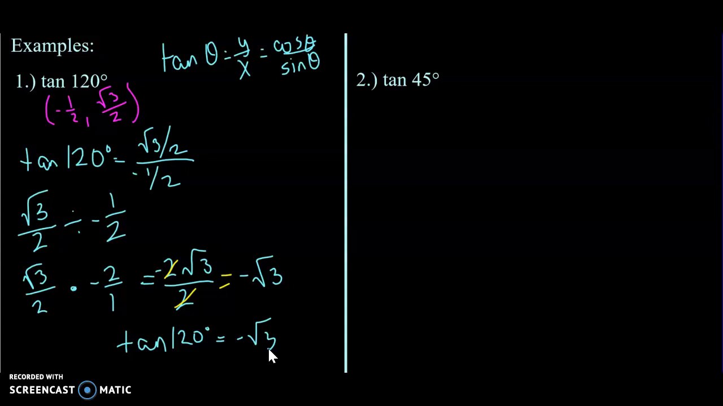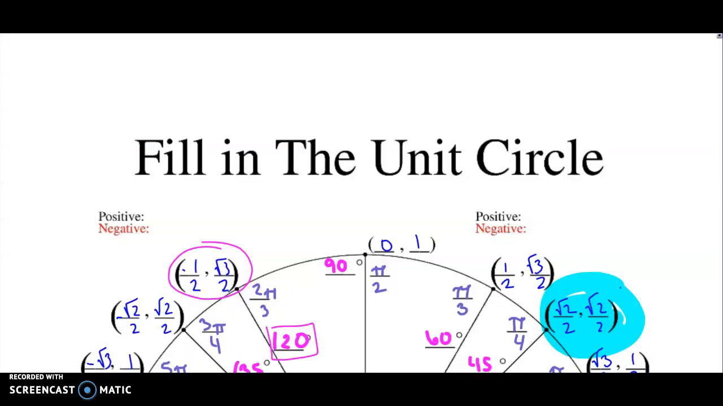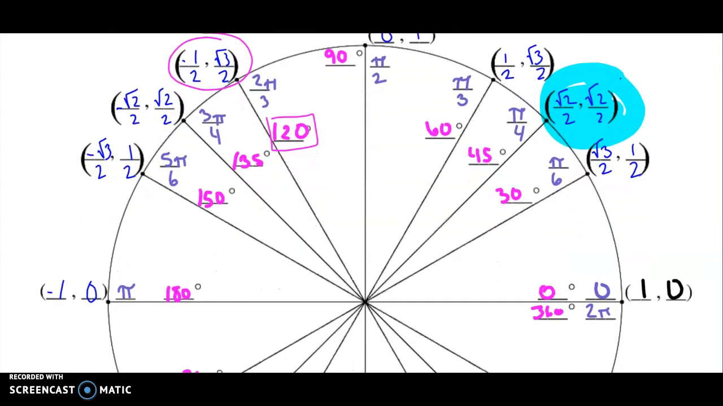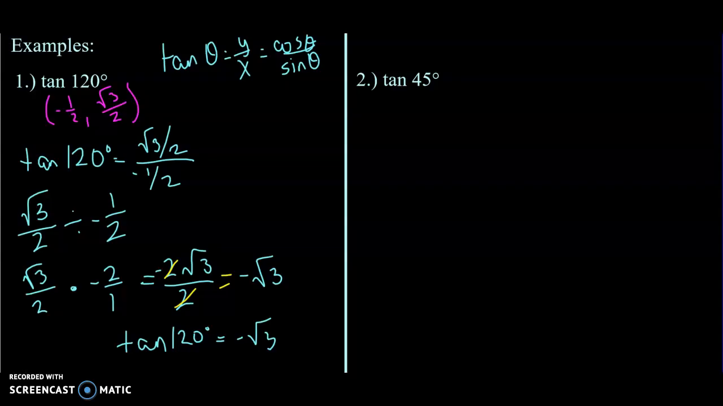Now let's look for tangent 45 degrees. Highlighted 45 degrees. If you notice, it's this one right here. And we have the coordinates √2/2 for both x and y. So let's go put that in our slide. √2/2, √2/2. Again, using our rule right here, where the tangent is y over x.